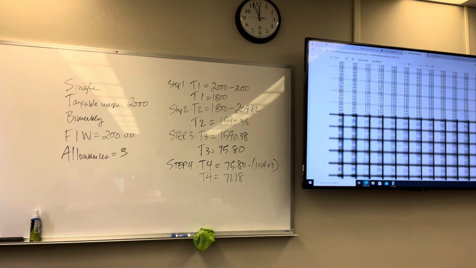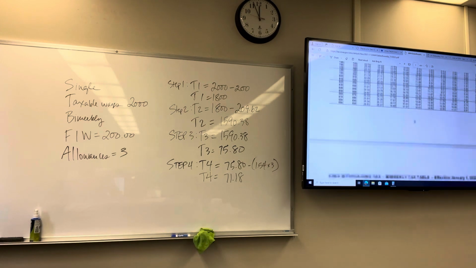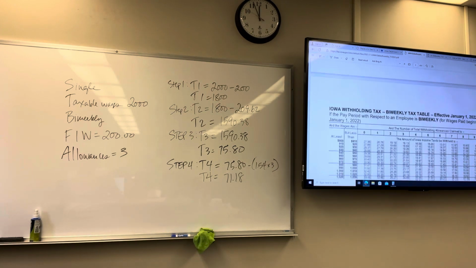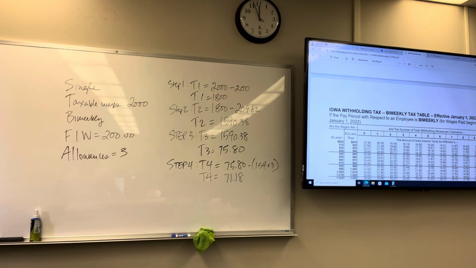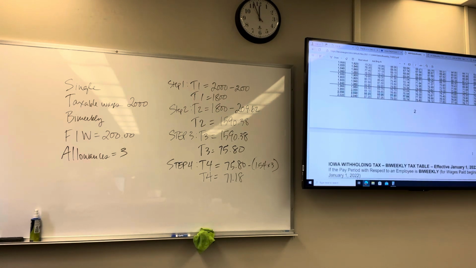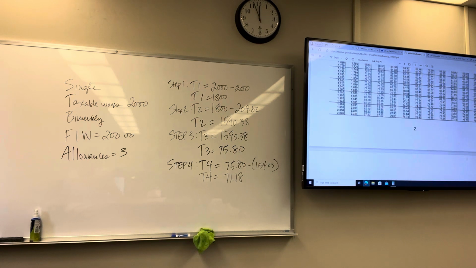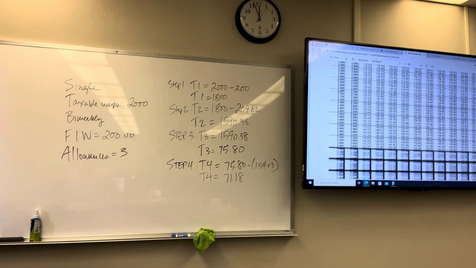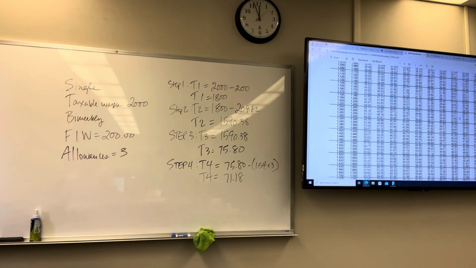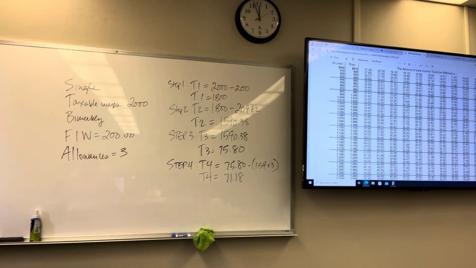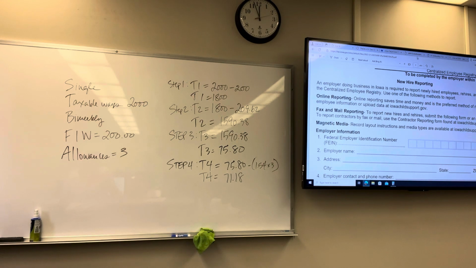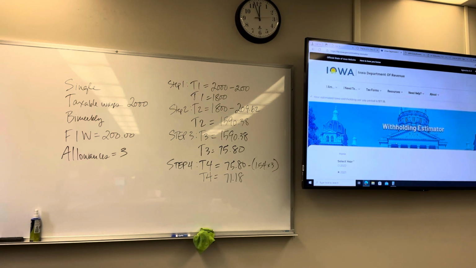But biweekly. I don't know. I don't know what to tell you. I don't know why this table. 71.18 isn't even an option on here anywhere. Let's see what it would be though for 2023, just for fun. Because maybe that's what the problem is.